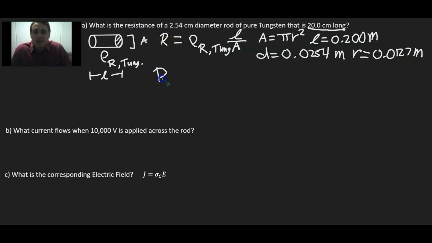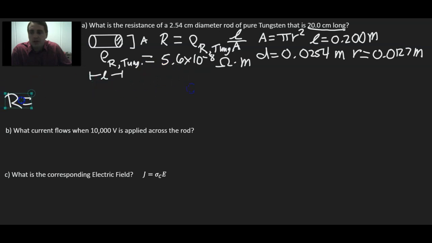So this resistance should be the resistivity of tungsten, which, by the way, we should look up. Now, this is known in a lot of physics books, engineering books, and so on. The resistivity of tungsten is about 5.6 times 10 to the minus 8th, and that's in units of ohms times meters. So let's move this calculation of R down here.